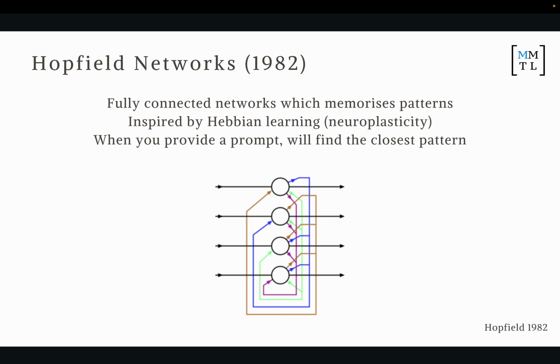Those are called fully connected networks, and they memorize patterns. They were inspired by some neuroplasticity work, Hebbian learning. Basically, when you provide a prompt, it just finds the closest pattern that it's previously learned. Okay, so that's what a Hopfield network is. We don't really use Hopfield networks, but maybe they will have a comeback at some point.